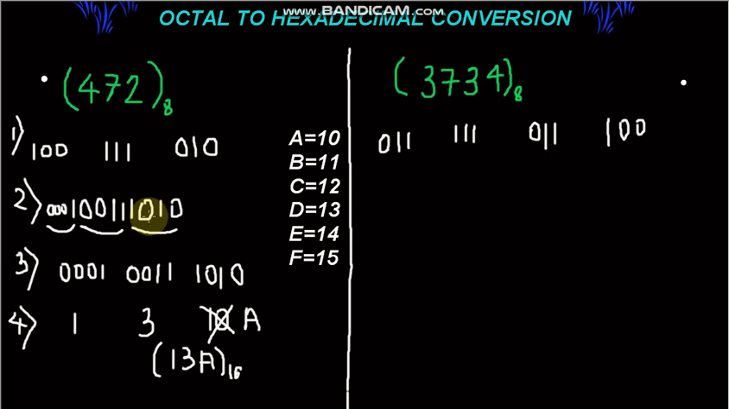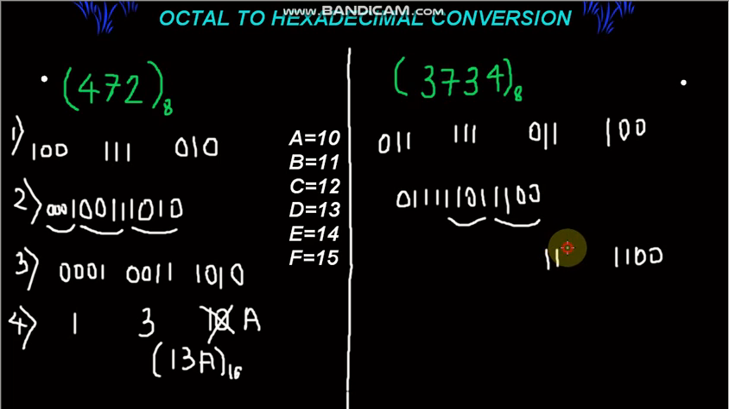Now the second step: we know that we have to join these groups, so we get 011111011100. Now in the next step we have to divide it into groups of 4 from the right hand side. Remember this, from the right hand side. The first group is 1100. We write it down here, 1100. The second group is 1101.